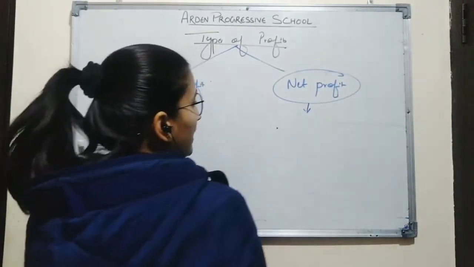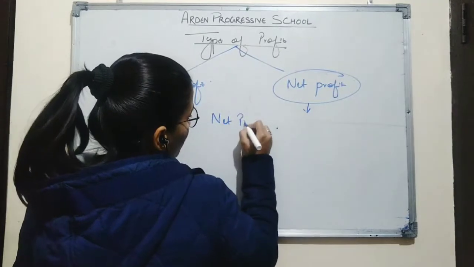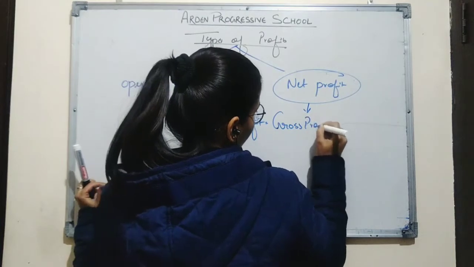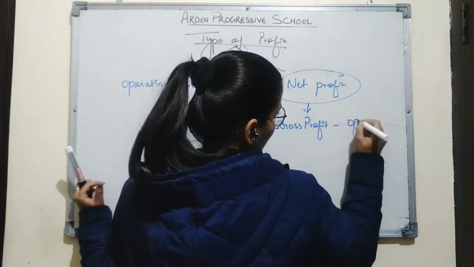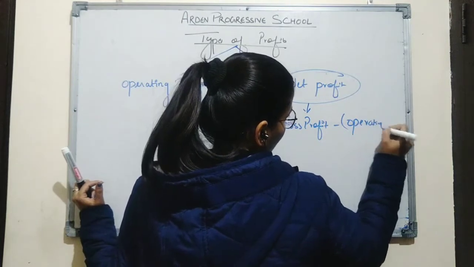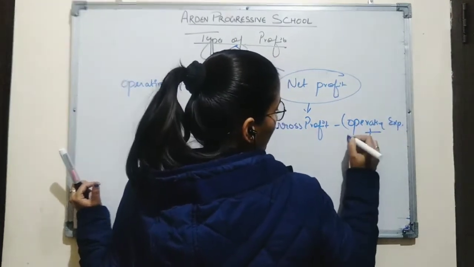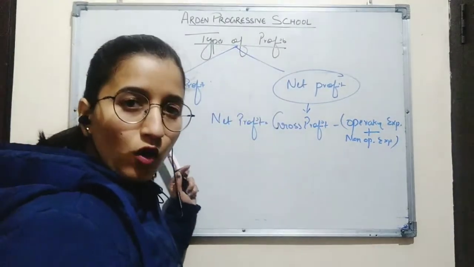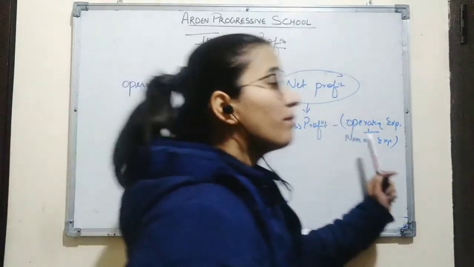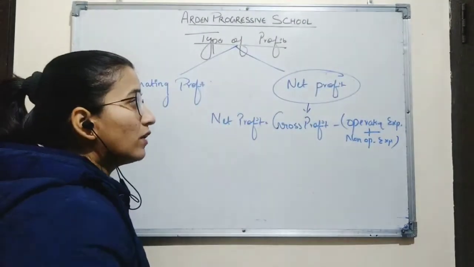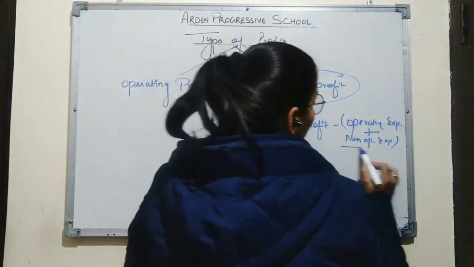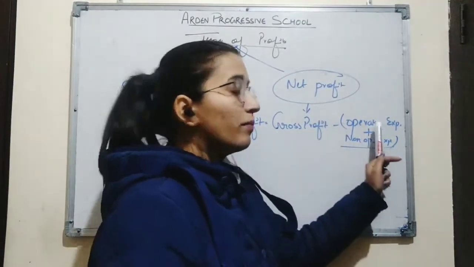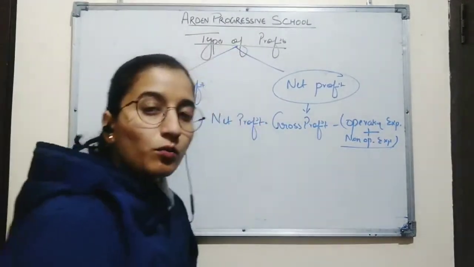So formula for calculating net profit will be net profit is equal to gross profit minus operating expenses plus non-operating expenses. While calculating operating profit, we were just considering the operating expenses, but here while calculating net profit, we will consider all non-operating expenses also, which means net profit will include operating expenses as well as non-operating expenses.